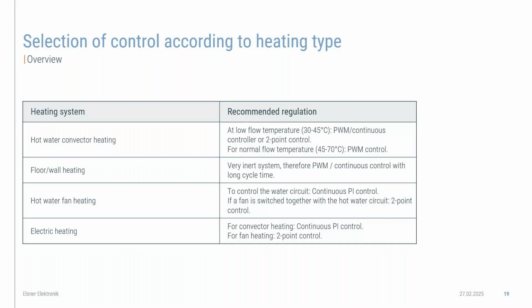Next up, we have the electrical heating for convector heating, for example. Here, you can use the continuous PI control. If you have the fan heating integrated also, then you need the two-point control.